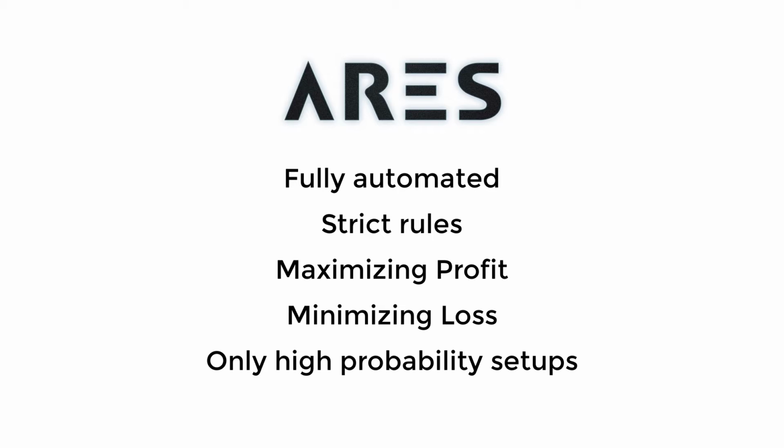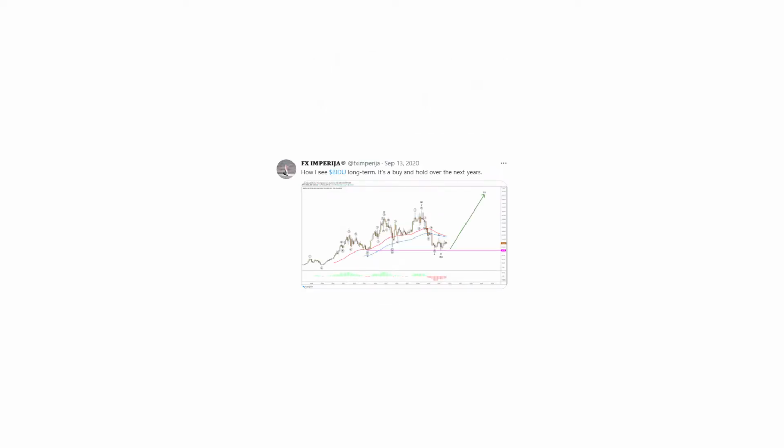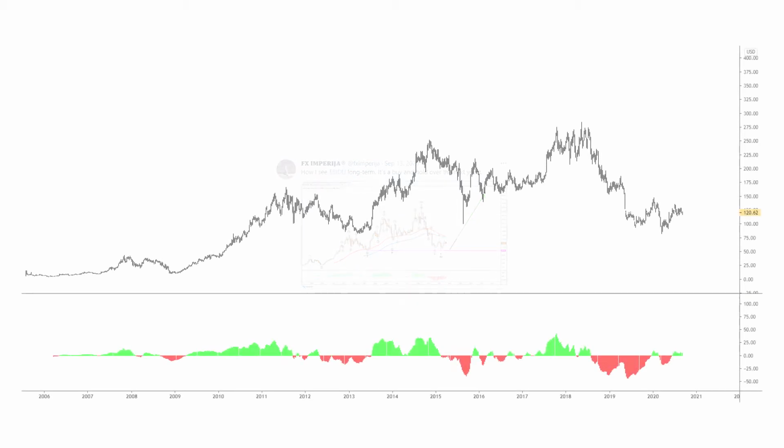high probability of success. That being said, the BIDU setup was great in every way, and I posted an alert on Twitter on September the 13th last year. But let me explain why this setup was so good and how ARES will show you this kind of setups on any other instrument. This is the weekly chart from the beginning to the day I posted the alert.